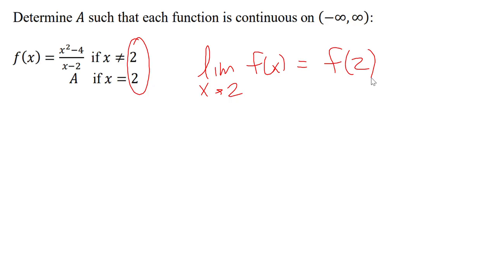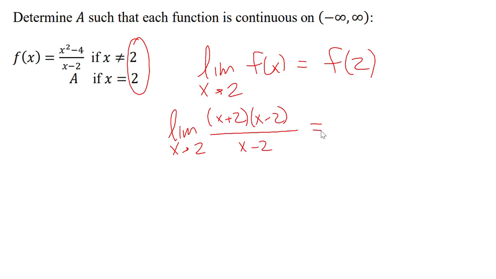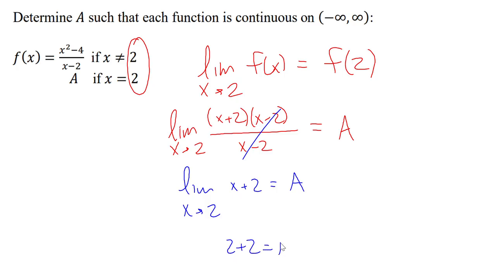So we just need to find the limit as x approaches 2 of f(x). Well, we can rewrite this as (x + 2)(x - 2). And then we want to make that equal to f(2), which is just a. And so, of course, we can cancel out these x - 2's, and we get the limit as x approaches 2 of x + 2 needs to equal a. Well, that limit is just 2 + 2, which is 4. So as long as a is 4, this function will be continuous for all real numbers.